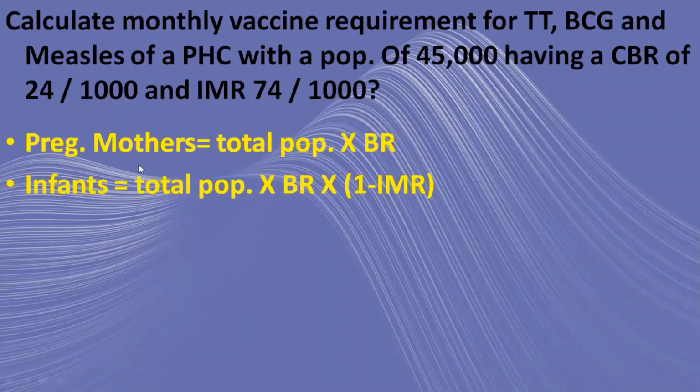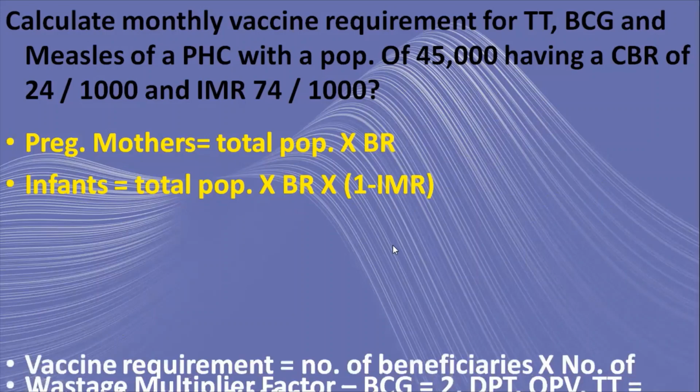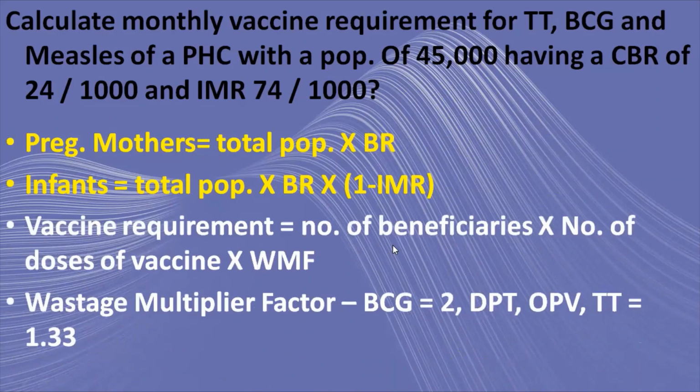So here, what do we need? TT is given to pregnant mothers, so we need to find out how many pregnant mothers there are, and BCG and measles are given to infants less than 1 year. So we need the population of infants less than 1 year. Pregnant mothers is total population into birth rate, and infant population is total population into birth rate into 1 minus infant mortality rate. So like this, we can calculate the number of pregnant mothers and the number of infants.